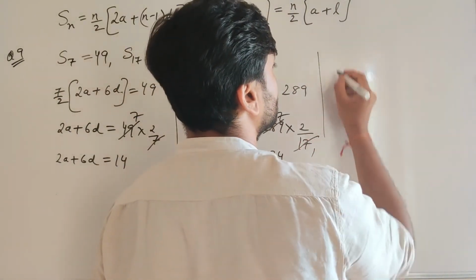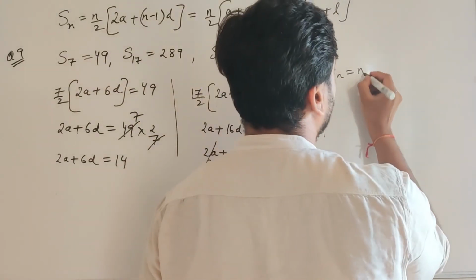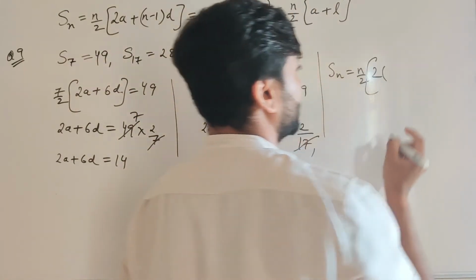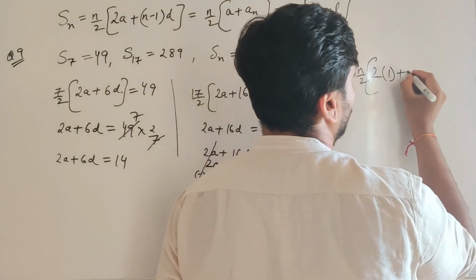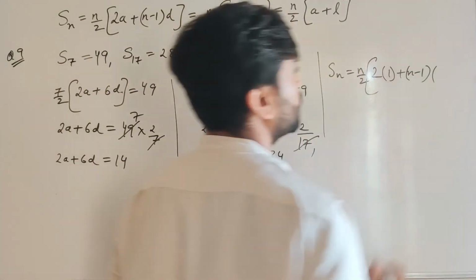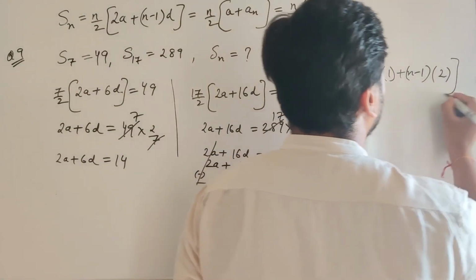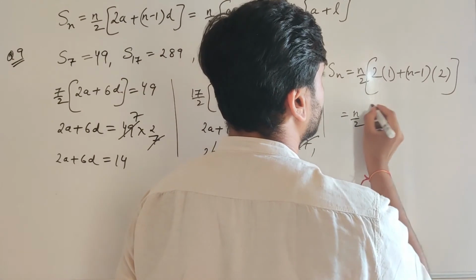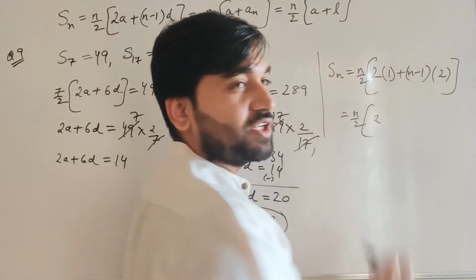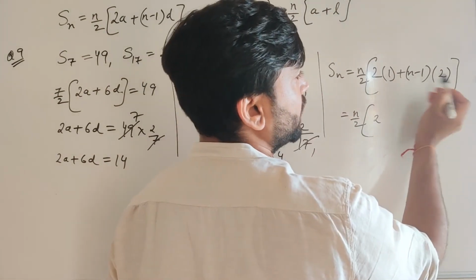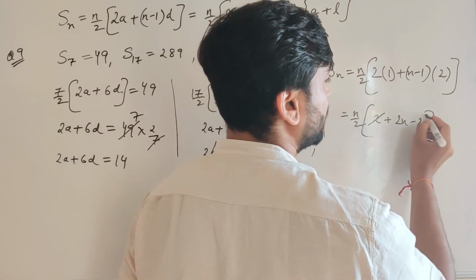So Sn, where n remains n. The formula is n by 2, 2a. The a value is 1. 2a plus n minus 1 into common difference. The common difference value is 2. I simplify. N by 2, this is 2, and this 2 with n minus 1 I should multiply. So I'll get 2n minus 2, plus 2. Minus 2 and plus 2 cancel out.